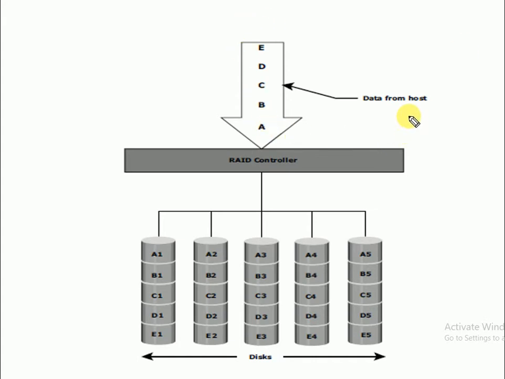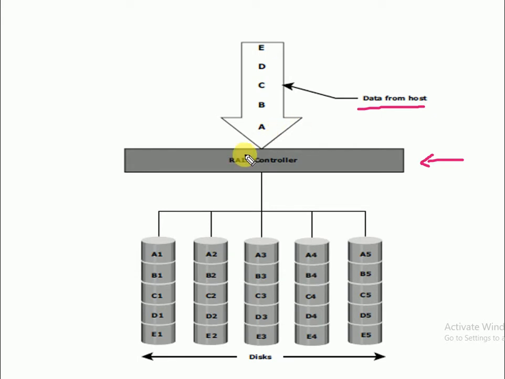These are the data given from the host, that is A, B, C, D, E. Five data are being given. This is the RAID controller. For every RAID standard there will be a controller which controls the access to the various disk drives that are connected as part of the disk array. Once again, look carefully at the working of RAID 0.